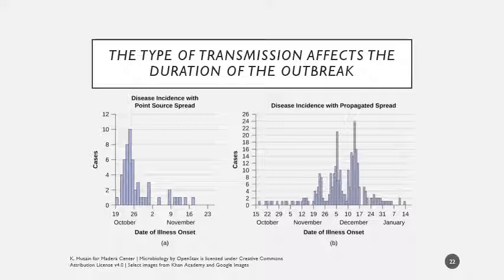With propagated spread, where each person becomes a source and there's person-to-person transmission, you see it kind of increasing steadily over time, maybe going through these waves, but it gets a lot worse before it gets better because it's just continuing and propagating. So that's what we're seeing right now with COVID-19.